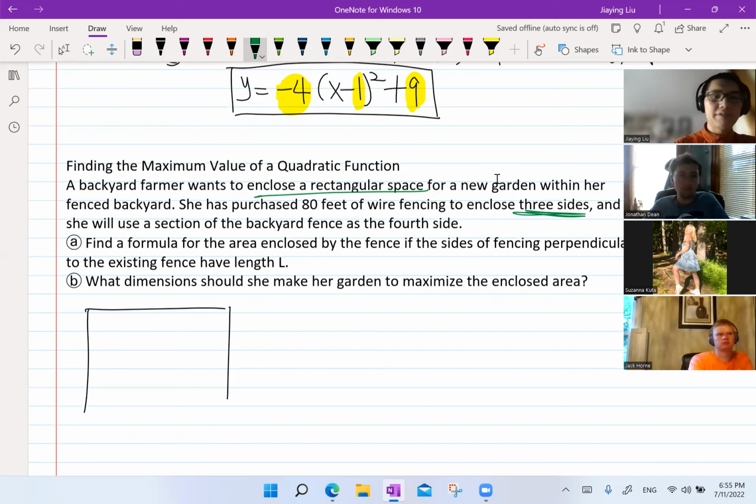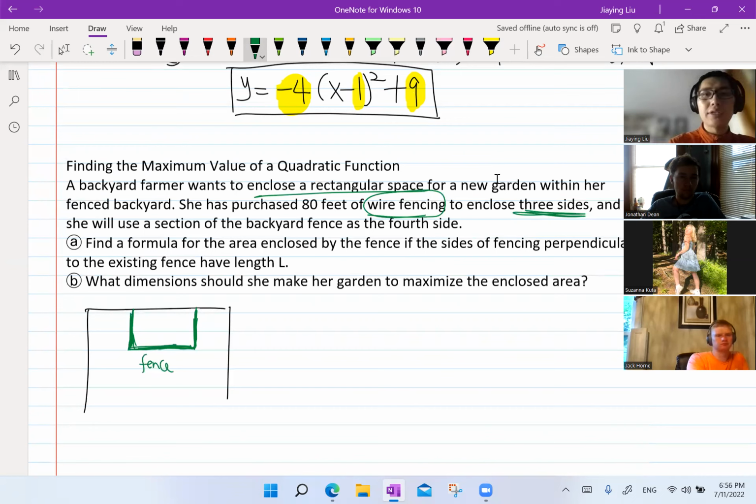So the backyard already has a fence. What she's going to do is use the new fencing material to create a rectangular shape, and the fence she uses only covers three sides. The fourth side is already there, so we don't need to cover anything, right? That's what this problem says. The fencing material she used covers the left side, the front side, and the right side, but the back side is already there. We don't put any fence there, all right? So that's what it means.